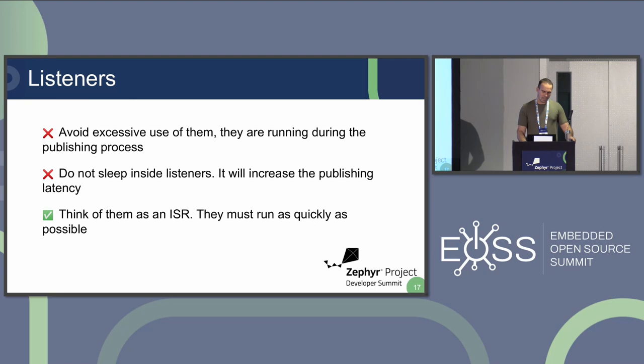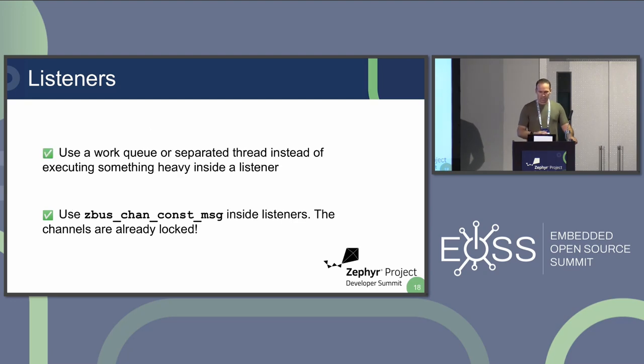With listeners, avoid the excessive use of them. If you have a lot of them in a channel, you will increase the latency of the communication, right? Sometimes, if you are aware of that, no problem, but if you need performance, it will not be good. Okay, do not sleep inside listeners, please. We are trying to do that fast. If you sleep, it's a kind of sin, right? We must treat listeners as ISRs. They must be quick, and if we have any heavy load, we could postpone it with a work queue or something like that, but not process that inside the listener because it's running every time you publish something, right? Use Zbus const channel const message inside the listener because you don't need to copy the message. You can access that directly. It's really better than copying, right? It's really faster, so use that.